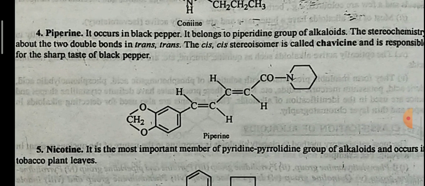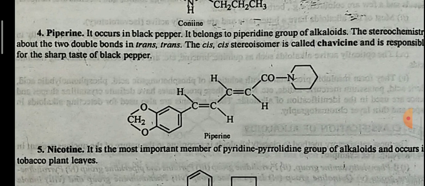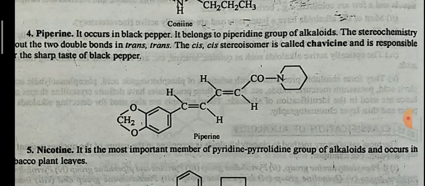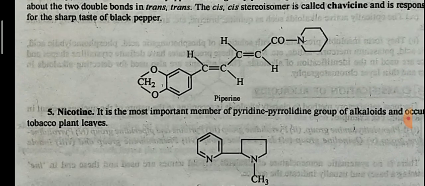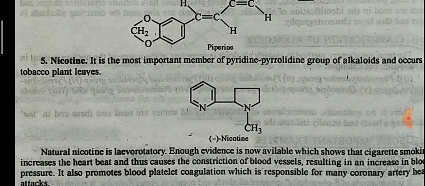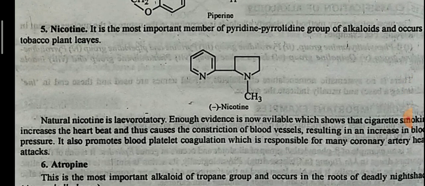The stereochemistry about the two double bonds is trans-trans. The cis stereoisomer is called chavicine and is responsible for the sharp taste of black pepper. Nicotine. It is the most important member of pyridine-pyrrolidine group of alkaloids and occurs in tobacco plant leaves.